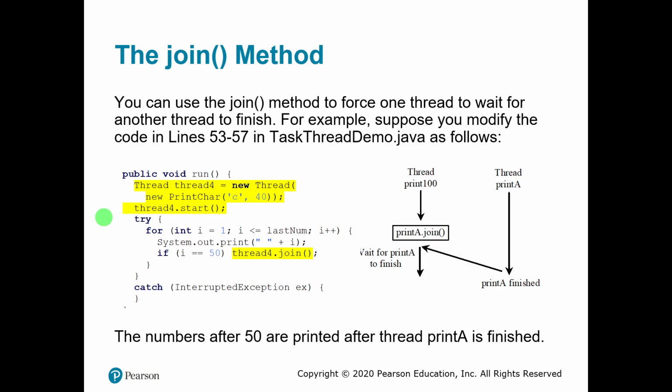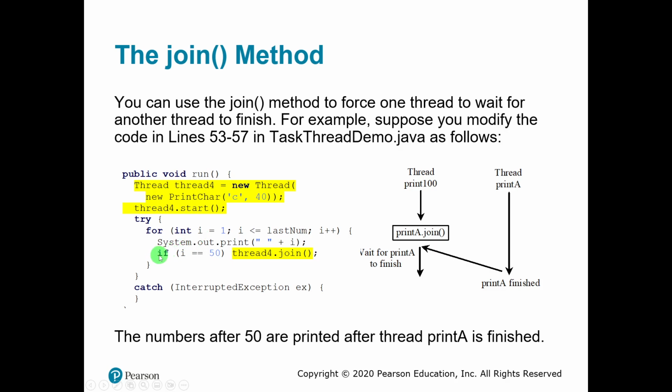The join method. You can use a join method to make one thread wait for another thread. In this example, I don't have a runnable version of this, so let's just look at the code. We're creating a fourth thread, but it's inside the run method of one of our other tasks. This is our number printing task right here. So we created another thread in there, a new thread that prints character C 40 times. And we started that thread. So this thread started running the minute this other thread started running.